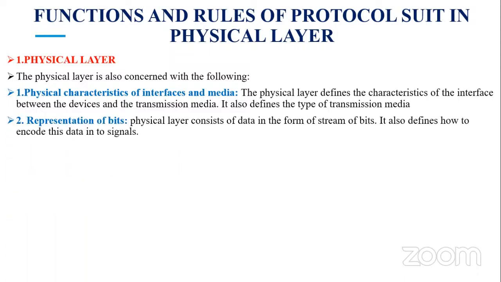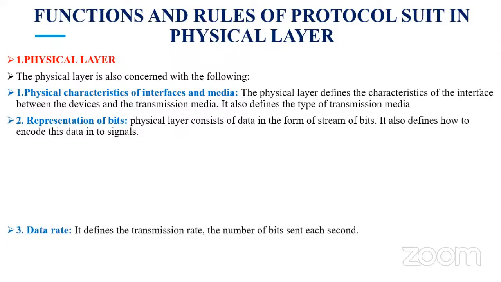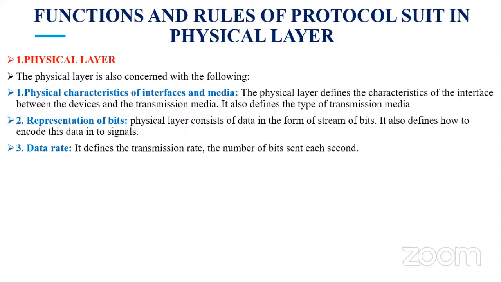And the representation of bits: the physical layer consists of data in the form of a stream of bits. Actually, it will receive the frame and convert the data into bits, and it will convert those into signals. And data rate: it will also define the transmission rate. We have seen that it will receive the frame, convert that frame into bits, and from those bits convert into signals. And it will also define the transmission rate of those signals, meaning how fast the bits are being transmitted per second.